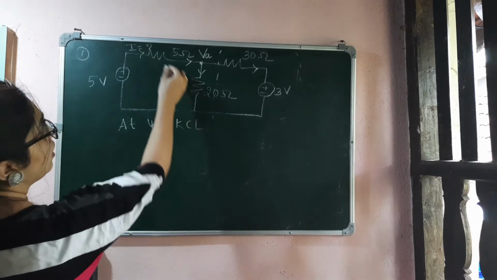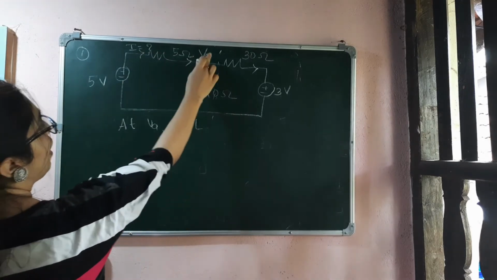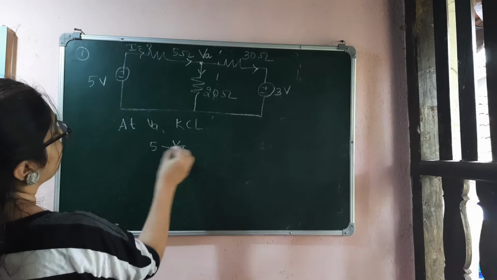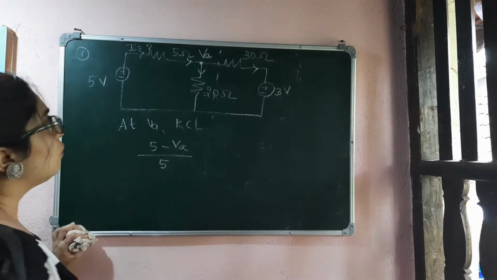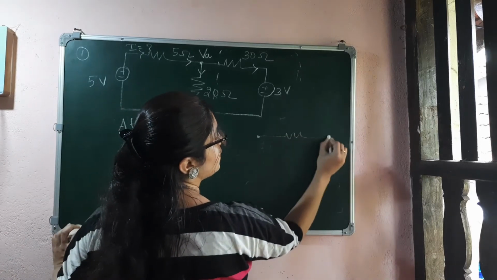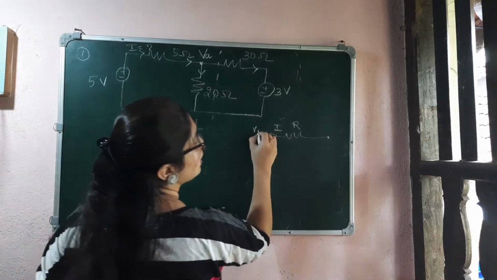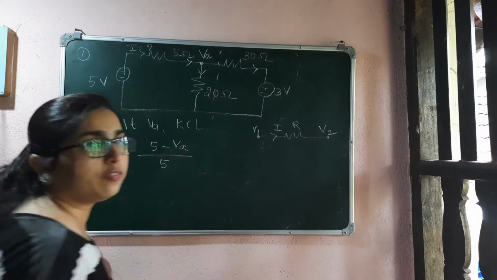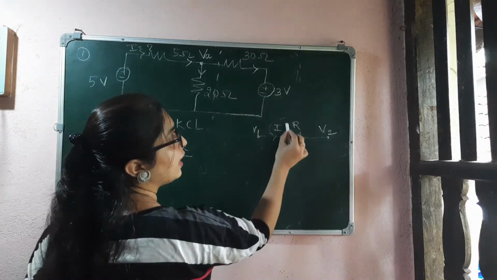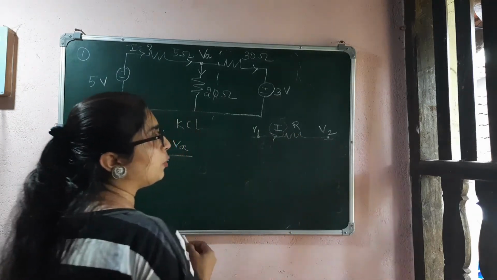KCL. So this is nothing but 5 minus VA divided by 5 ohm. Why? You know that if there is a resistor R and the current is flowing through it like this, and if this is at potential V1 and this is at potential V2, the current always flows from higher potential to lower potential.